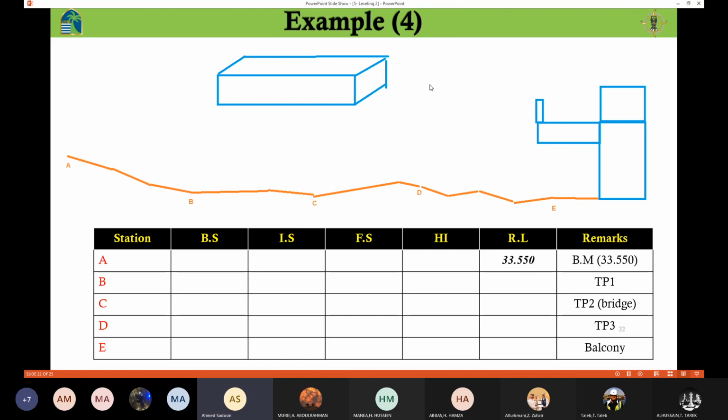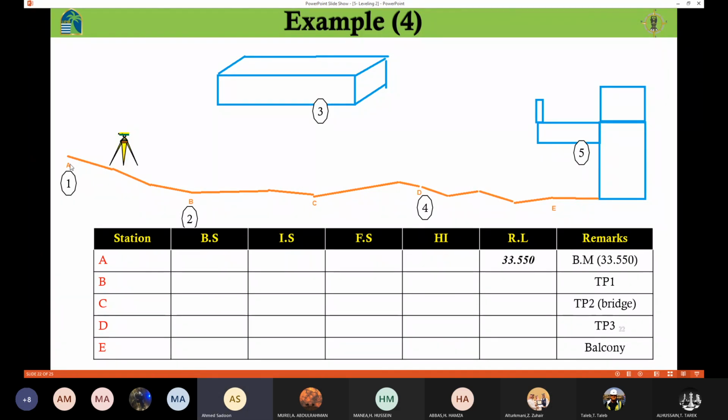Here we have example 4. In this example, we have this point here and that point here located above the line of sight. And we need to determine the height of this slab and also that cantilever. So what should I do in this case? The staff is going to be held upside down and the reading is going to be booked with a negative sign. So here we have point 1, 2, 3, 4, 5.